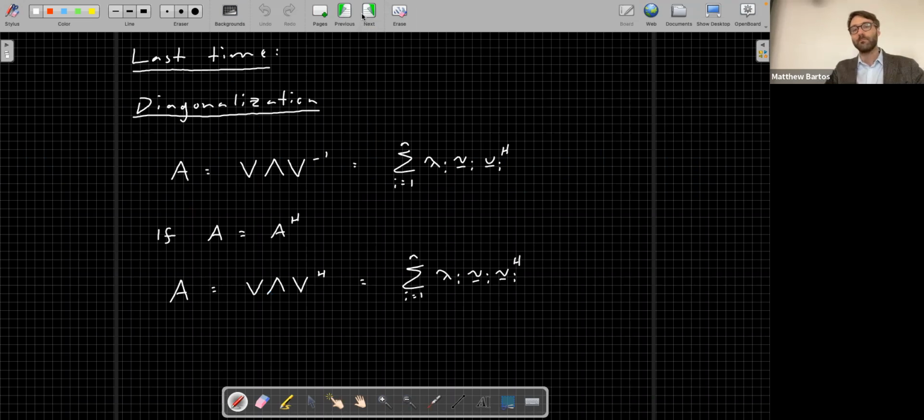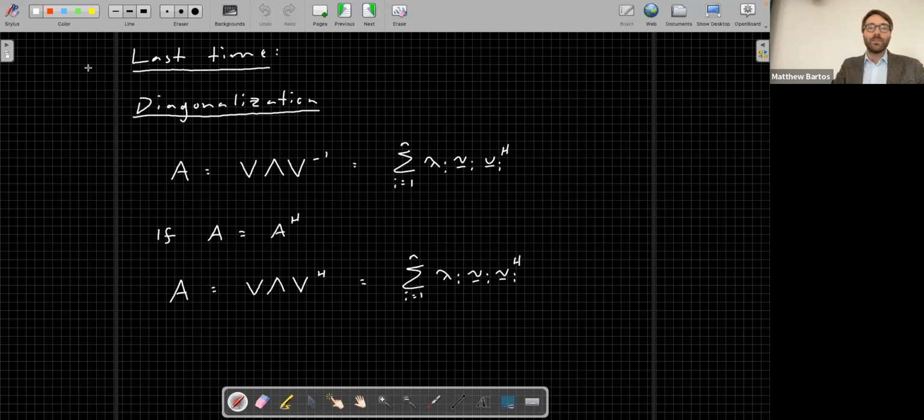Remember that if we have some square n by n matrix A, we can diagonalize it, factorize it into the following matrix product of V lambda and V inverse, where lambda is the diagonal matrix of eigenvalues and V is the matrix of the right eigenvectors stacked together. And we can also think about this factorization in terms of a sum of outer products of a series of directions defined by V U Hermitian, this outer product, scaled by some set of magnitudes lambda i.